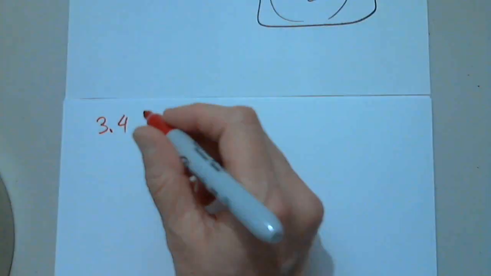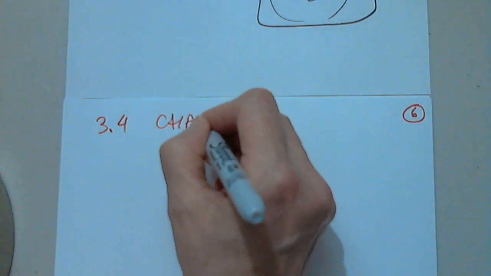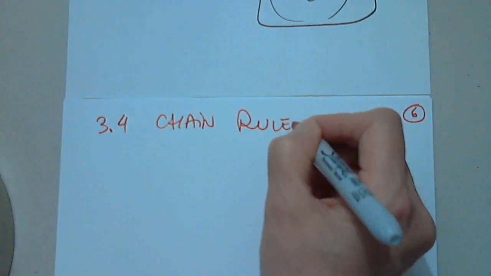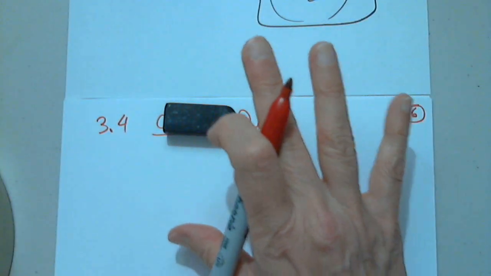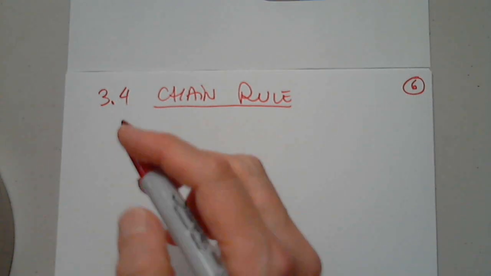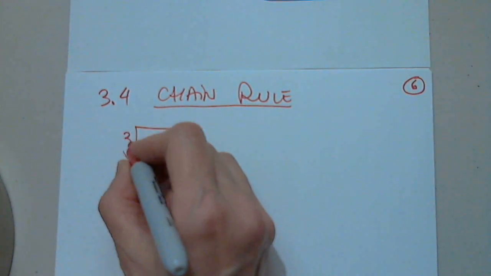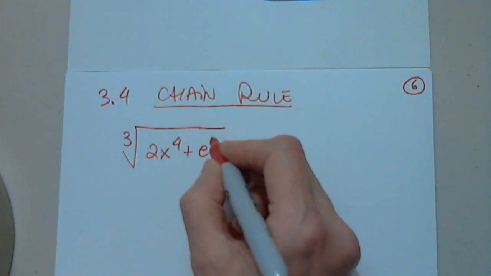Okay, so we are moving on to section 3.4. And this is an extremely important method of differentiation. It's called the chain rule. Before we even talk about the chain rule, nobody cares about the chain rule before we discuss this. Let's suppose I have the cube root of 2x to the 4th plus e to the x.